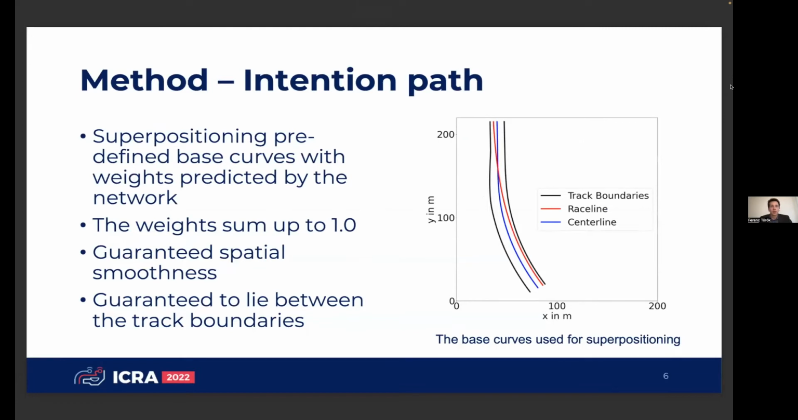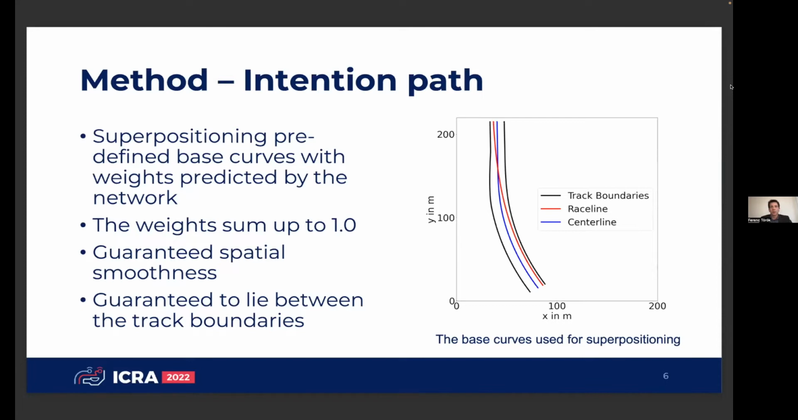As I've mentioned before, the key of being able to give quality guarantees for our predictions is the way we build up the intention curve and the velocity profile. The intention curve is created through superpositioning predefined base curves according to weights output by the model. These weights sum up to one in every case, and our chosen base curves can be seen on this figure. We decided to use the time optimum race line, the track boundaries, and the center line.